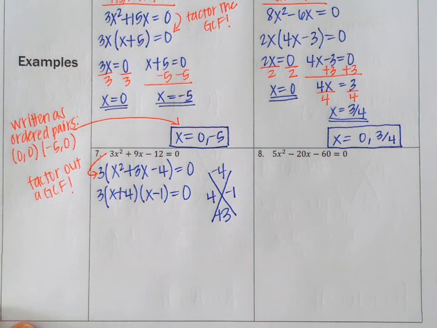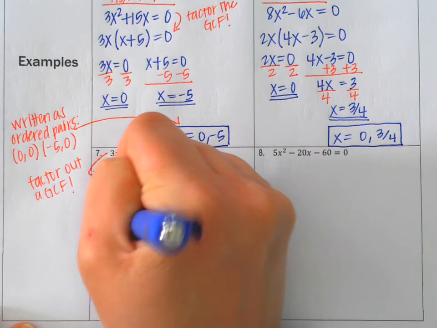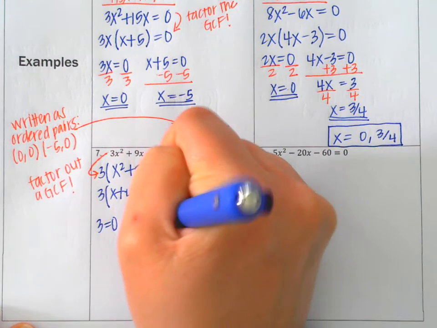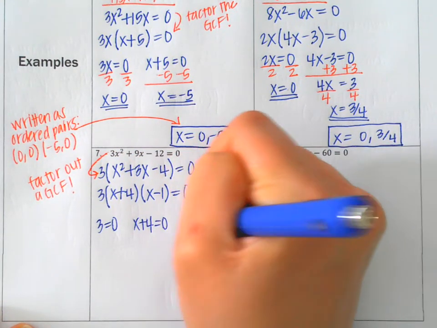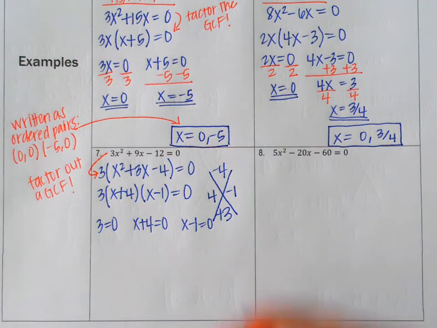Now, some of these are going to be a little weird. We're just going to go with it right now. So we have 3 equals 0. We have x plus 4 equals 0. And we have x minus 1 equals 0. Now, 3 equals 0, there's not a variable. So that one actually doesn't even matter to us. We don't care about it, and I'm just going to cross it out.